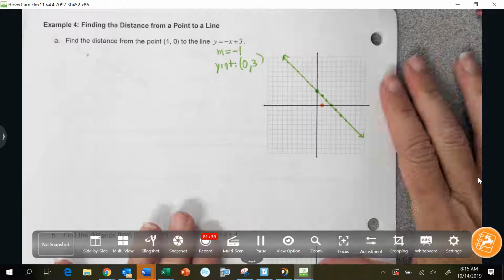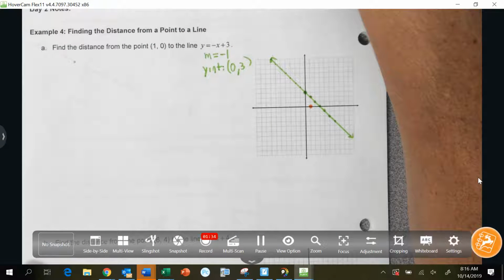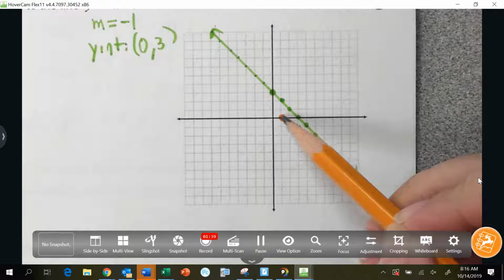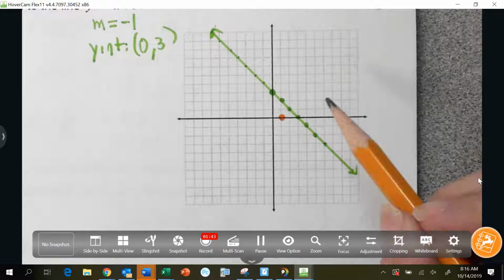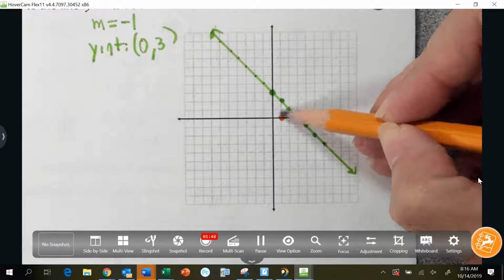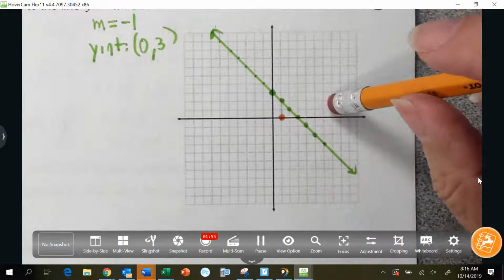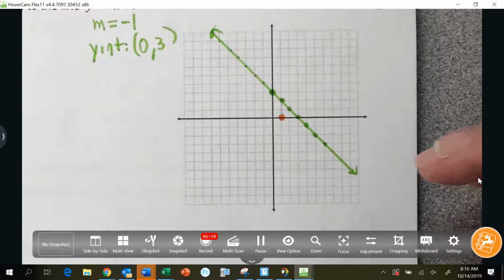Now, finding the distance we learned about in section 3.4. This is 3.5. We learned about it in section 3.4. From the point to the line, there's something specifically that I have to look for. Can I find the distance by going right here and saying, oh, it's 2? Yes? Am I done? There's all this space. What do you think? Am I done? Probably not that easy.